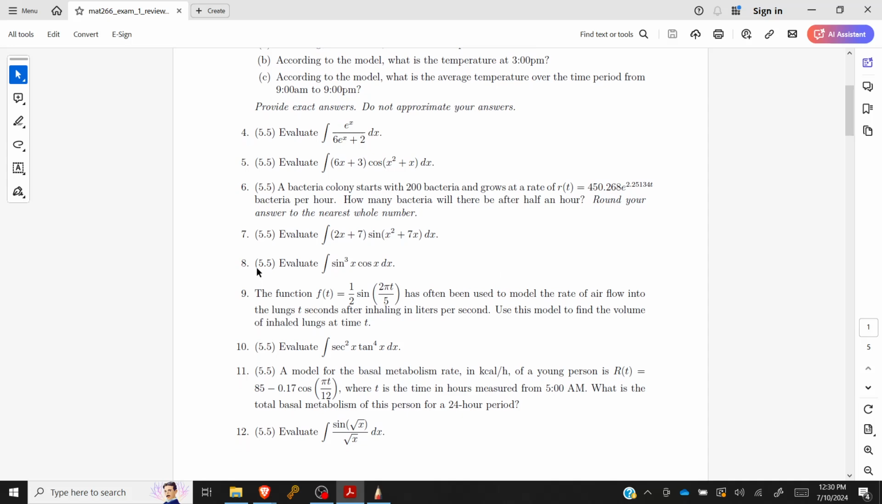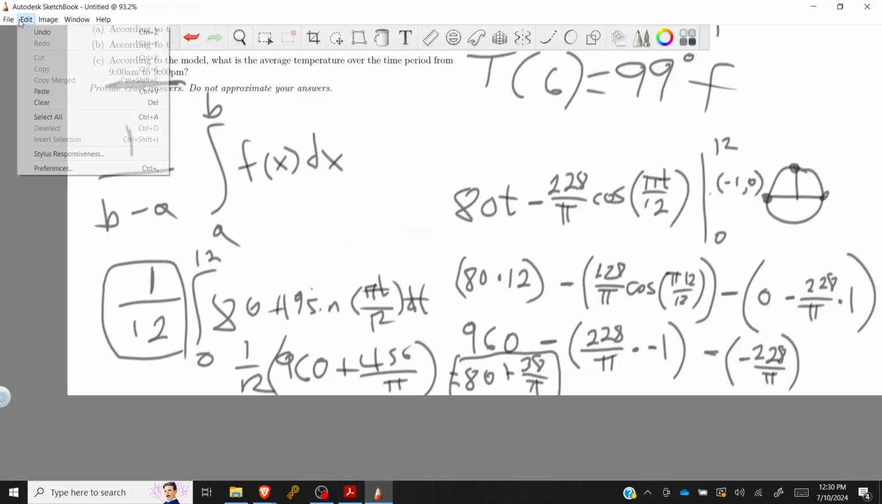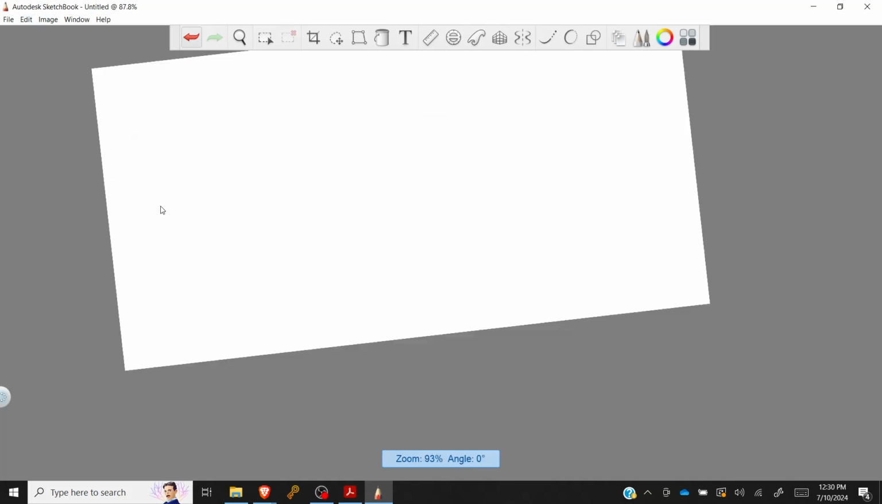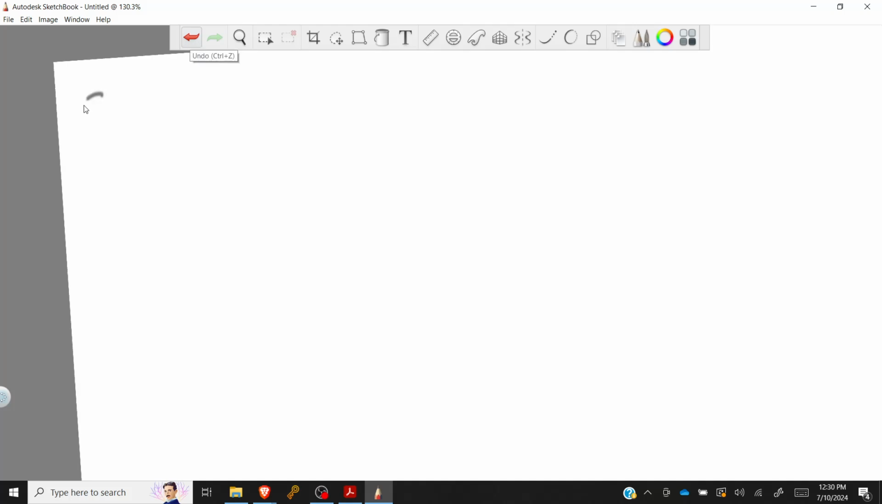Let's look at one like number 8. How about that one? So number 8 is the integral of sine cubed x cosine x dx. So when you look at this integral, you have to determine what strategy you're going to use to integrate.